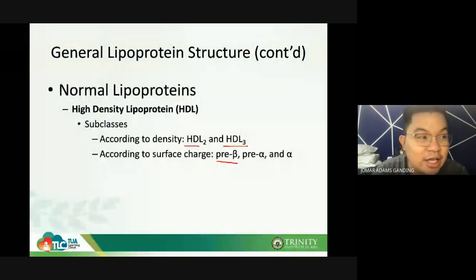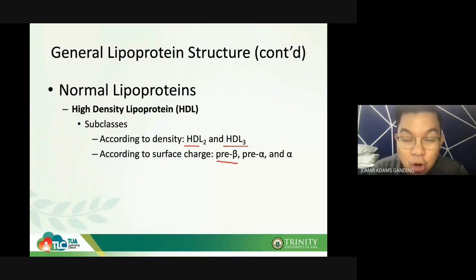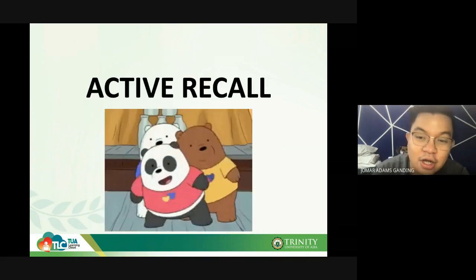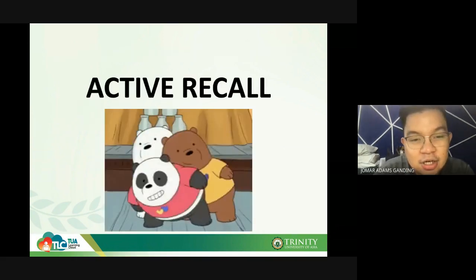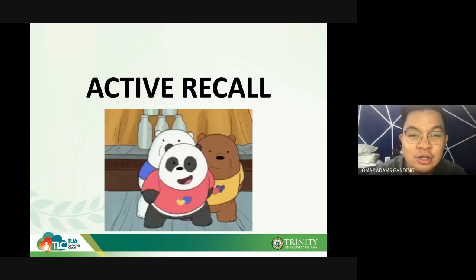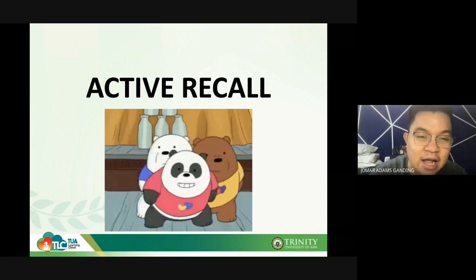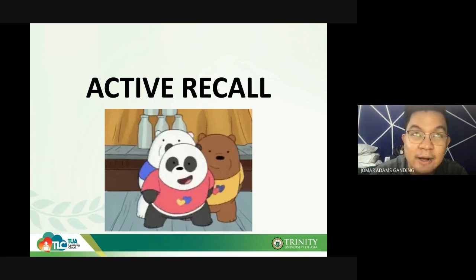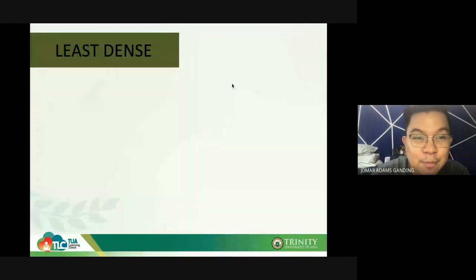I won't be extending too long. But before we go, let's have some active recall. Okay? So, I want everybody to answer on your chat box or wherever you are while you're listening to this, whether synchronous or asynchronous. I'll flash it and then you tell me what lipoprotein we are pertaining to. The lipoprotein that is considered to be the least dense.